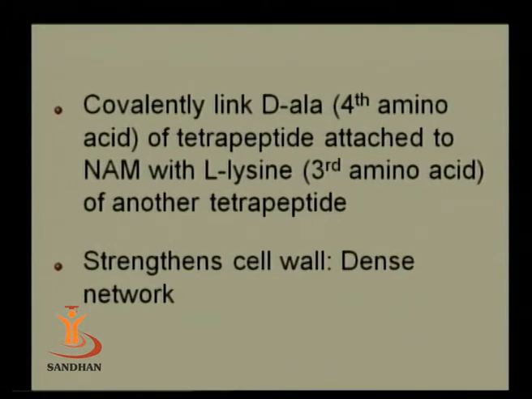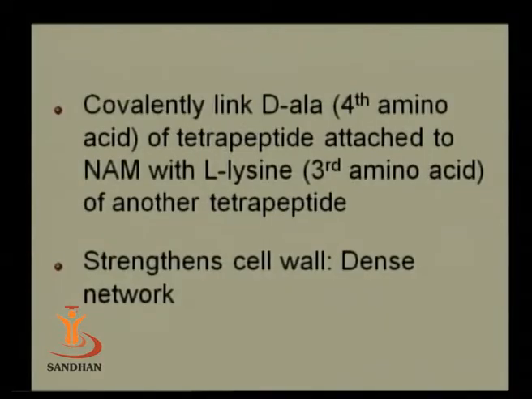In gram positive bacteria the third amino acid is generally lysine, while in gram negative bacteria it is diaminopimelic acid. The tetrapeptide chain is a stem polypeptide, and the interlinking bridging polypeptide is generally made up of glycine. The presence of glycine in gram positive bacteria is not a characteristic of gram negative bacteria, and this provides strength to the cell wall, and this dense network protects the cell from various forces.